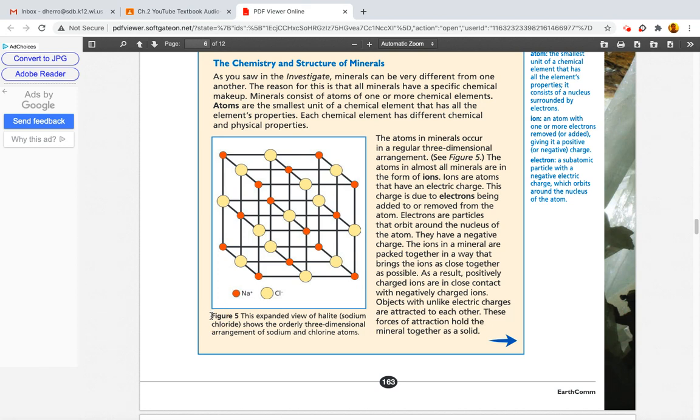So in Figure 5, this expanded view of halite, which is sodium chloride, shows the orderly three-dimensional arrangement of sodium and chlorine atoms. So your orange atoms are your sodium atoms, your yellow atoms are your chlorine atoms, and this is sodium chloride, which is also called halite.